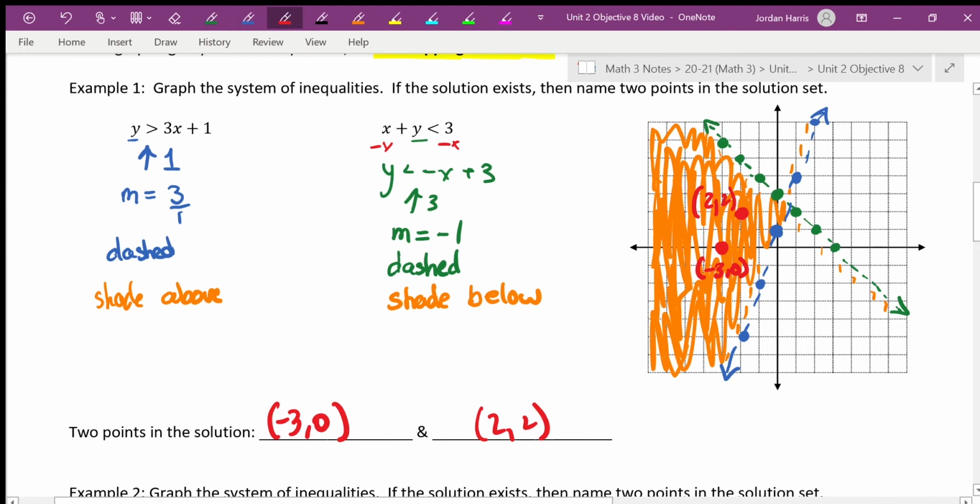Okay. Only points on solid lines work. So this point right here, and this point right here, and this point right here, they don't work because they are on dashed lines. If it was on a solid line, it would work.